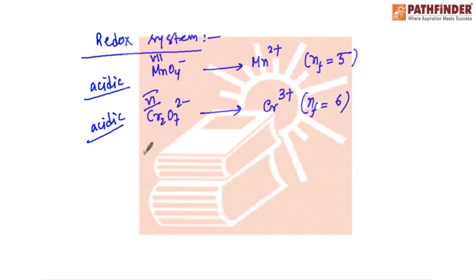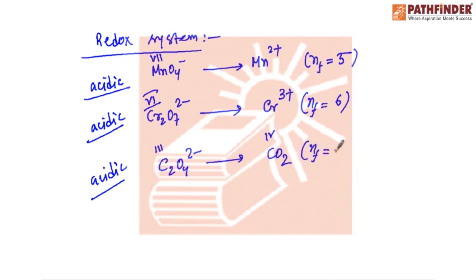Also, if I'm talking about, for example, oxalate C2O4 2 minus in acidic medium, it is getting converted into CO2. So the oxidation number of carbon in oxalate is 3, and the oxidation number of carbon in CO2 is 4. So the change in oxidation number for each carbon is 1 unit, and that for 2 carbons is 2 unit. So the N factor over here for oxalate is 2.